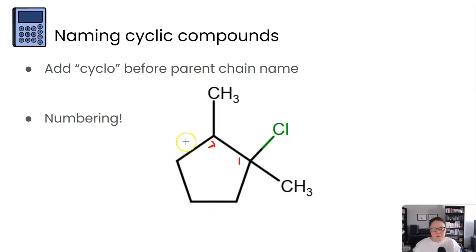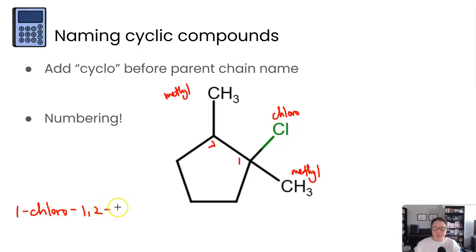You cannot go the other way around because it is not going to give you the smallest number combination, and therefore it is going to be incorrect. So if we're going to put this name together, we have chloro groups and methyl groups. Chloro is going to go first since it's alphabetical. So we have 1-chloro, and then we have our 2 methyl groups, so that's going to be 1,2-dimethyl. And now we have something cyclic. We're going to toss in our cyclo, and this is a pentane. And so here you go, this is the name of this particular organic compound.